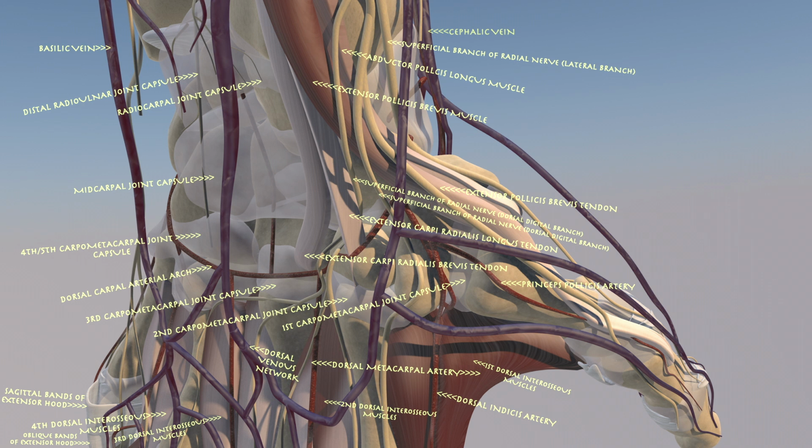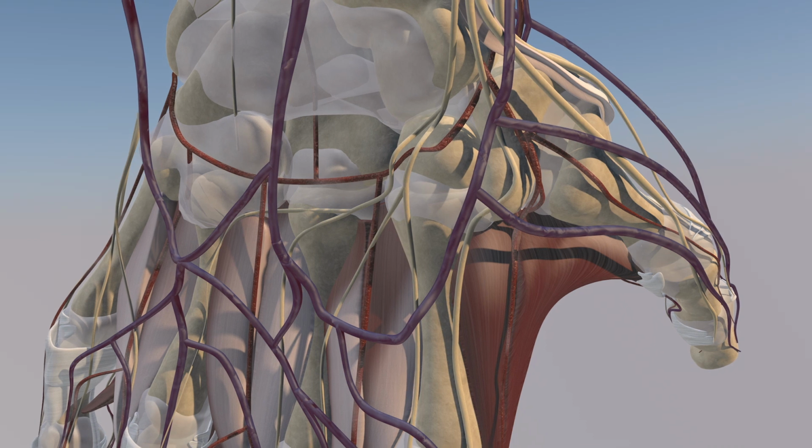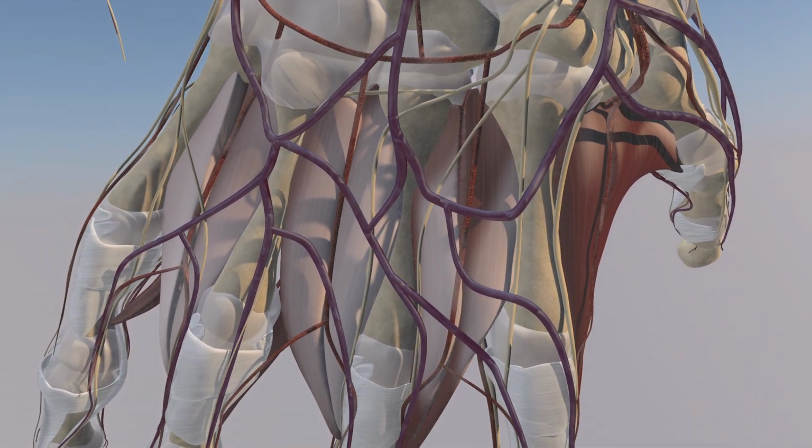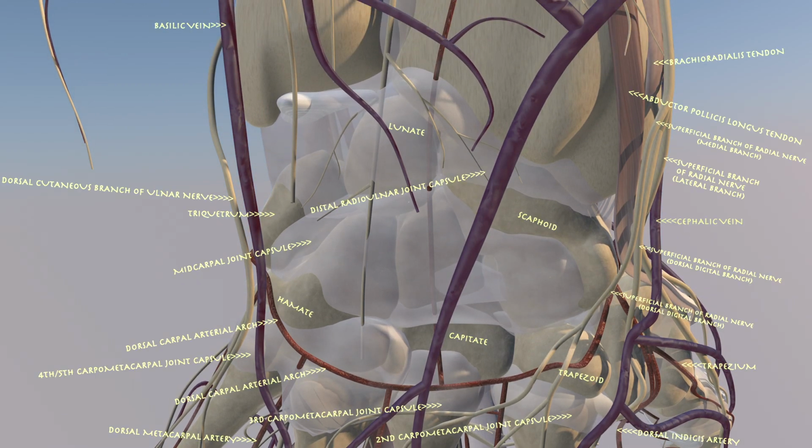Another good view of the superficial radial nerve. The veins appear to be floating in space as the underlying musculature was removed. Now we're removing the second extensor compartment as well as the extensor pollicis brevis muscle. We're going distally over the dorsum of the hand. Here we remove the interosseous muscles and we're going proximally.